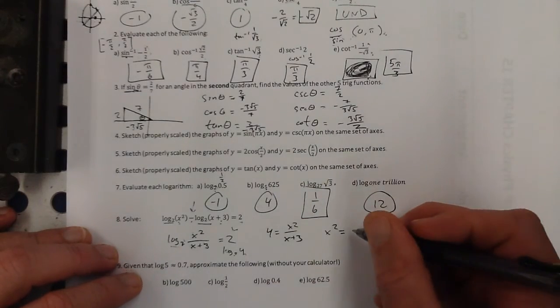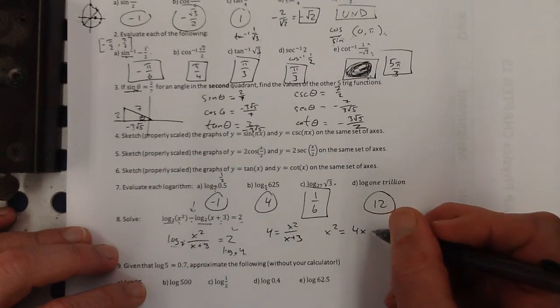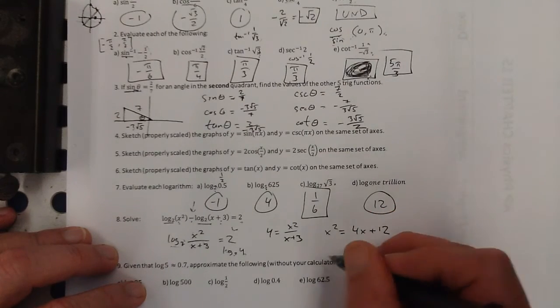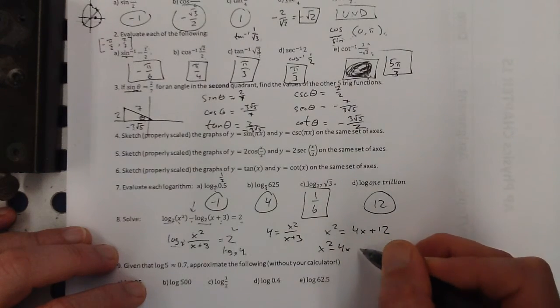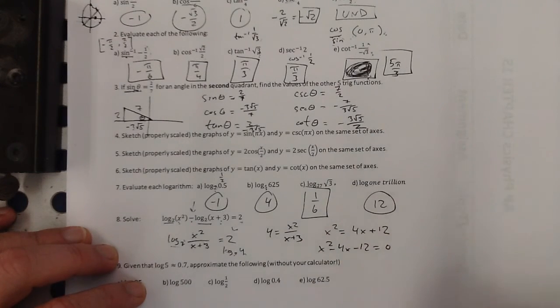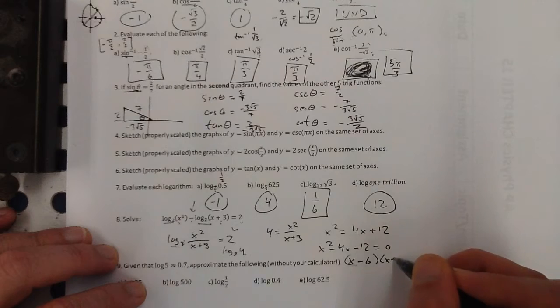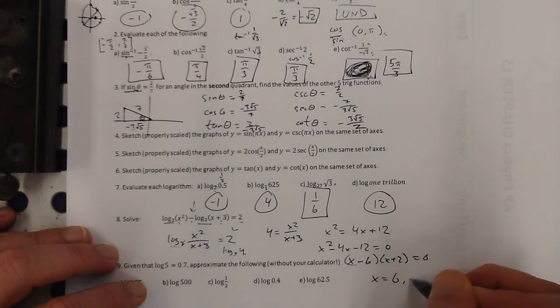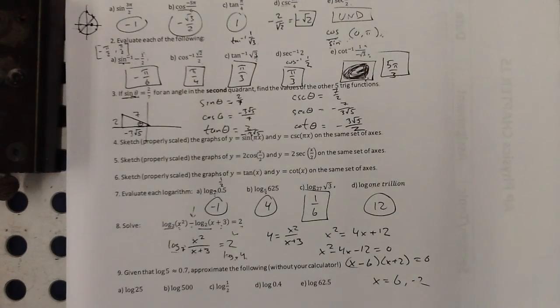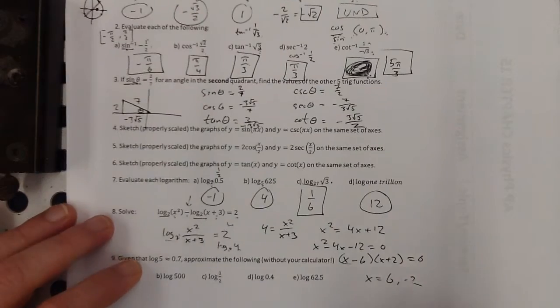I'm going to multiply that up to there, 4x plus 12, and then I'm going to move everything to one side because that's how you do algebra. And let's see, factor that: x minus 6, x plus 2 equals 0, so x is either 6 or -2. But this is a logarithm, and you can't take logarithms of negative numbers. So I just better check my answers here.